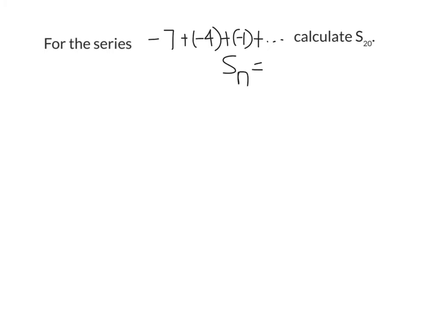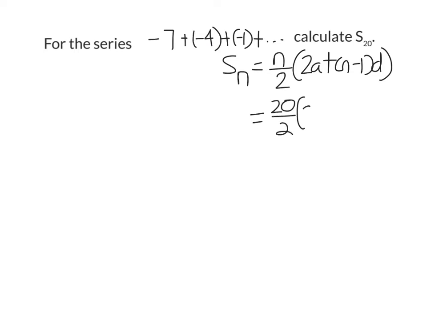So Sn equals n over 2 times (2a plus (n minus 1)d). If I'm calculating S20, I have that n equals 20. I know that a is the first term, so 2a is 2 times minus 7, plus n minus 1, in this case 19. And then the common difference you can see is 3. Each term's going up by 3.